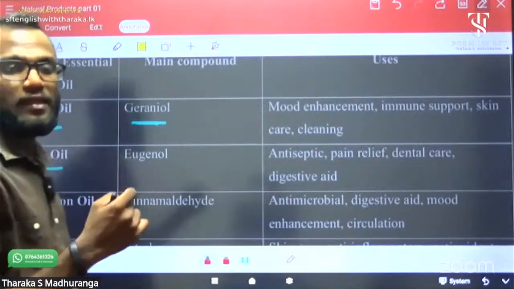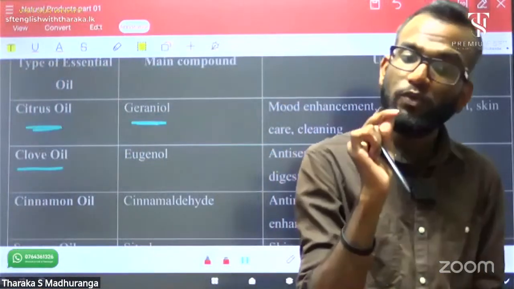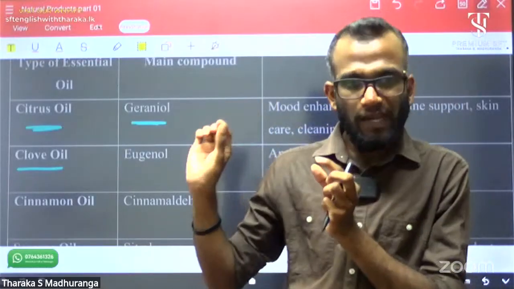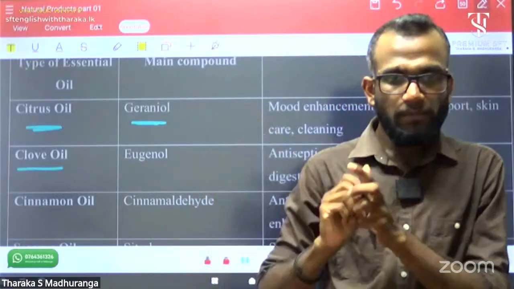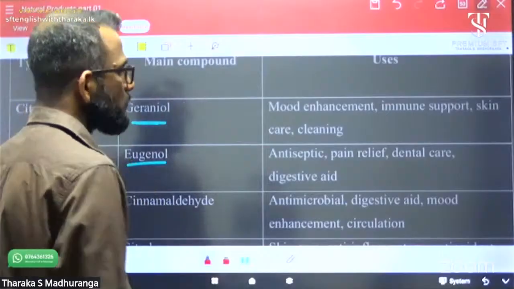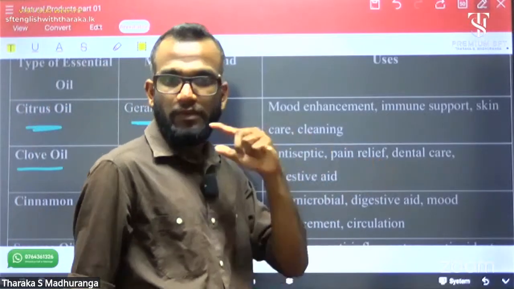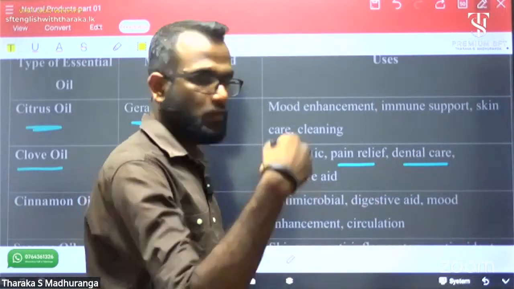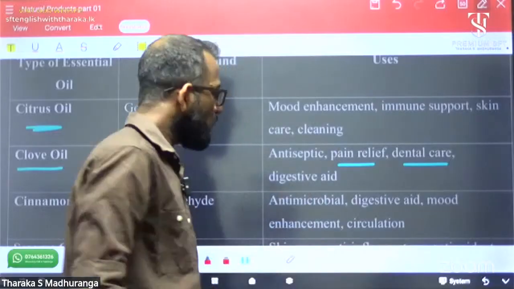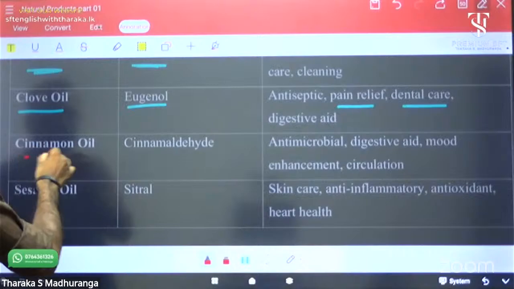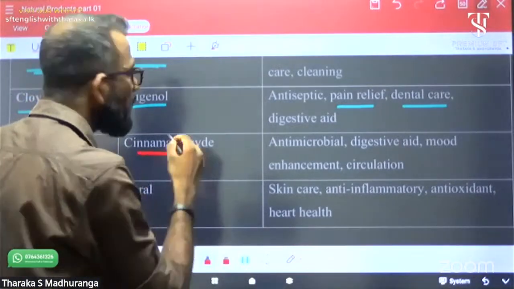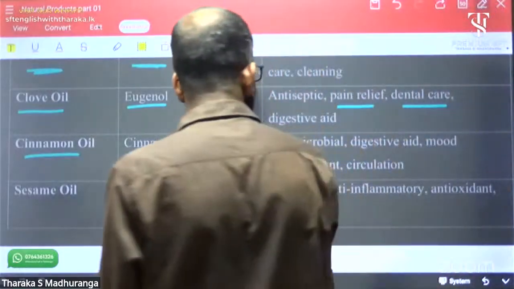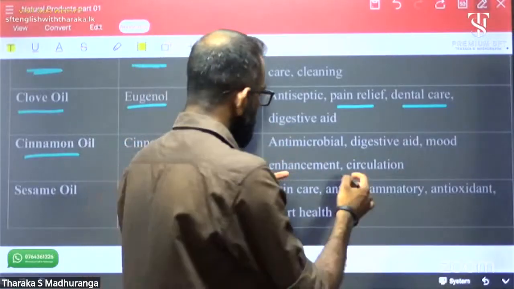Okay, clove oil's main secondary metabolite is eugenol. Citrus oil, geraniol; clove oil, eugenol. Eugenol is used for pain relief and dental care, as I told you, like in toothpaste. Cinnamon oil: cinnamaldehyde is the main secondary metabolite, with antimicrobial and mood enhancement uses.